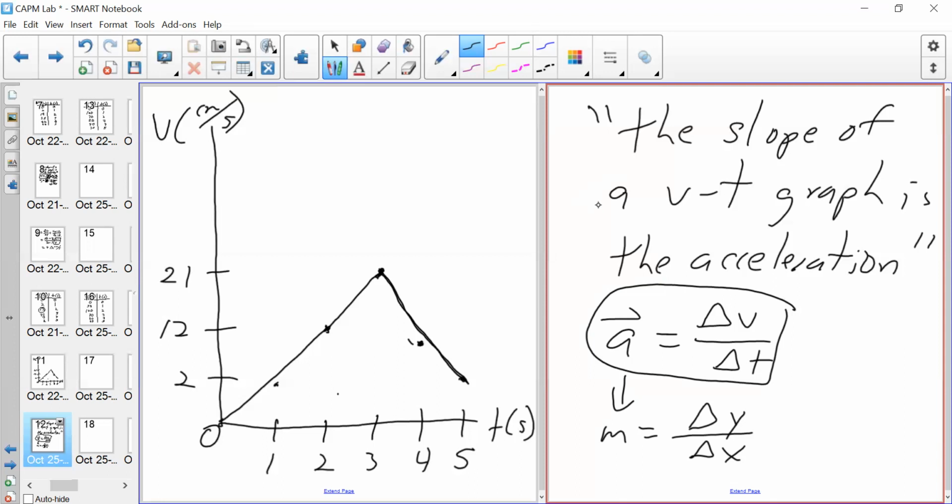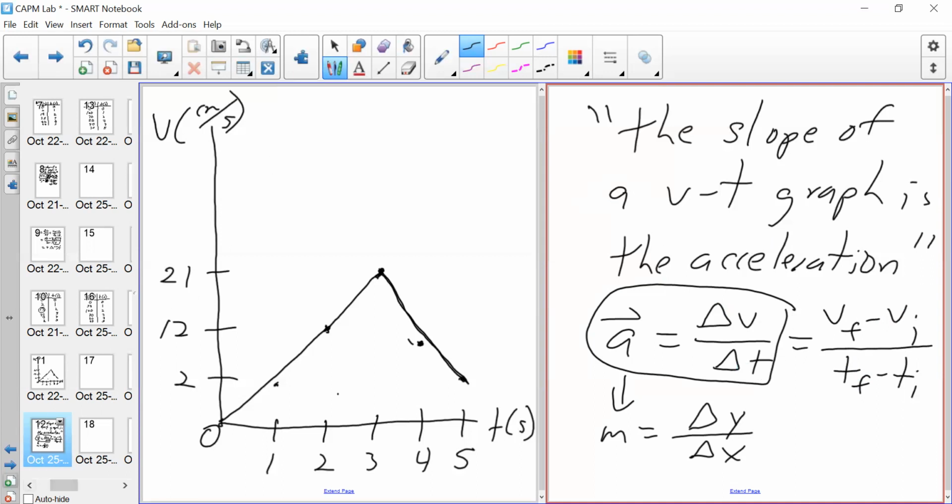That's why we can say the slope of a VT graph is the acceleration, just to keep it simple. So this is going to be delta anything. Remember, delta anything is final minus initial: VF minus VI, TF minus TI, delta V over delta T.